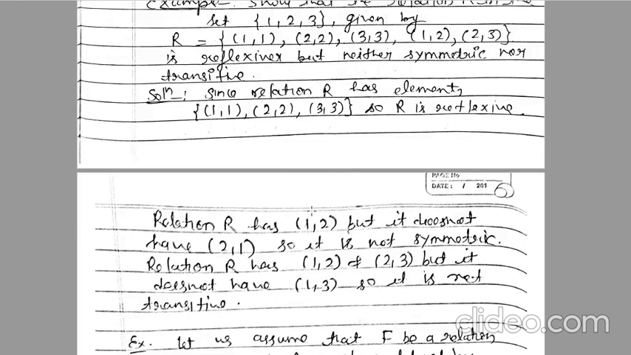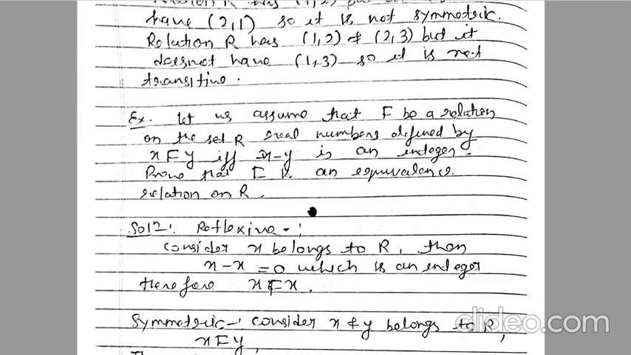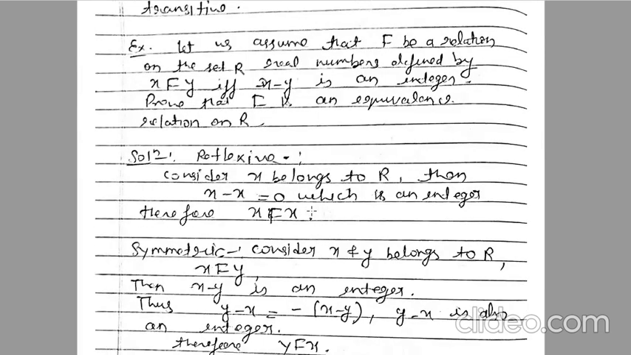Right, guys? So this is very simple to prove whether this is an equivalence relation or not, because if you learn all the properties, that means reflexive, symmetric, transitive, then you can prove it easily. Right? There is another example here. Let us assume that F is a relation on the set R of real numbers, defined by x F y.